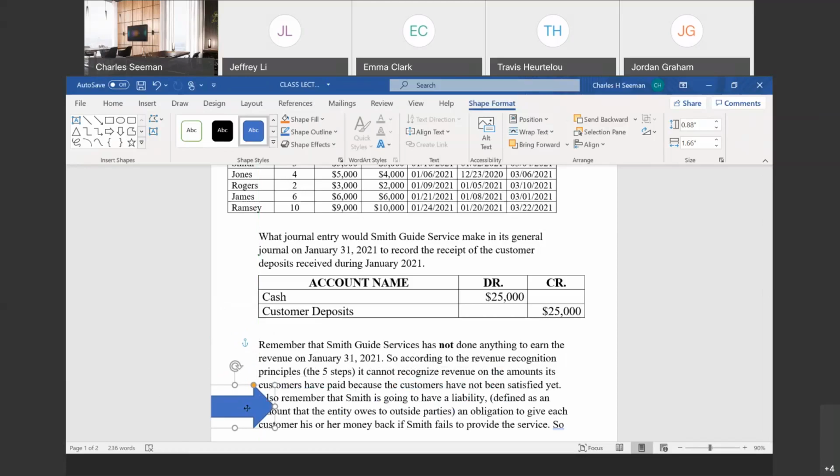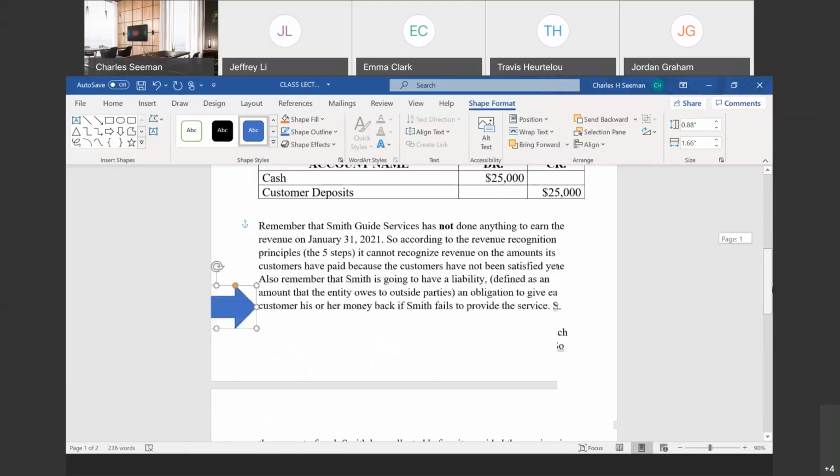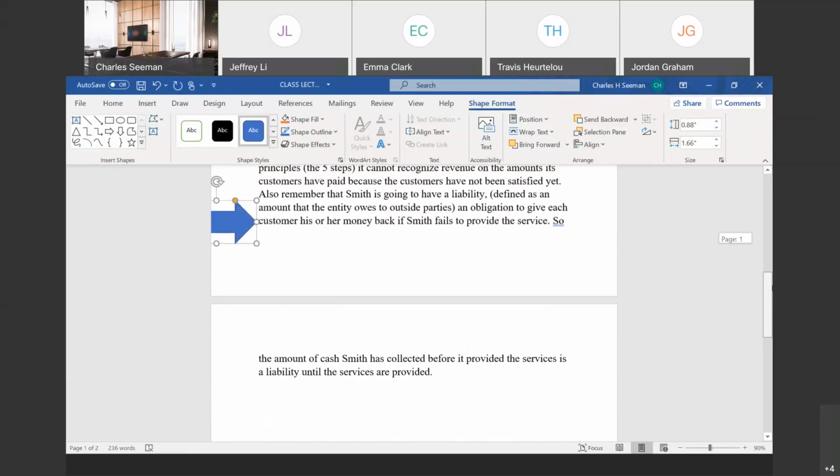Also remember that Smith is going to have a liability, defined as the amount that the entity owes an outside party, an obligation to give each customer his or her money back if they fail to provide the service. The amount of the cash Smith has collected before it provided service is a liability until the service is provided.